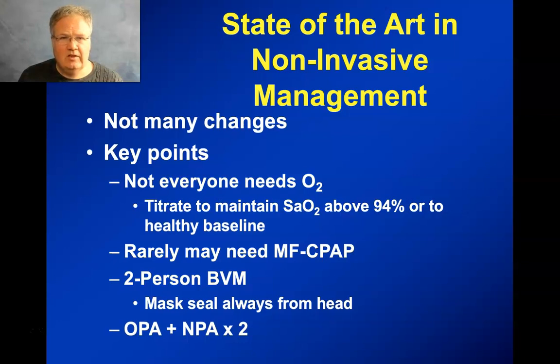We've discovered that there is a small population of patients who benefit from medication-facilitated continuous positive airway pressure, and so sometimes we need to do that. We want to do two-person bag valve mask ventilation, and we'll talk about this more. And the mask seal should always be from the top of the head. And then finally, when you are ventilating an unresponsive patient using non-invasive techniques, you want to put in not just an oropharyngeal airway, but two nasopharyngeal airways. That gives you your best airway patency.